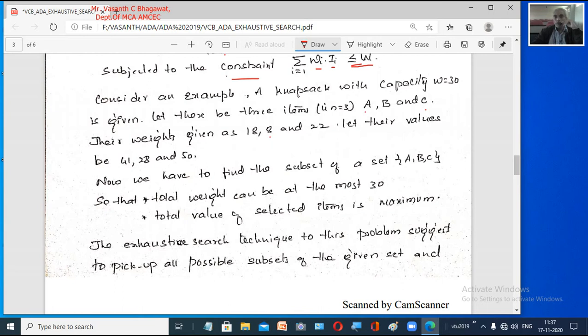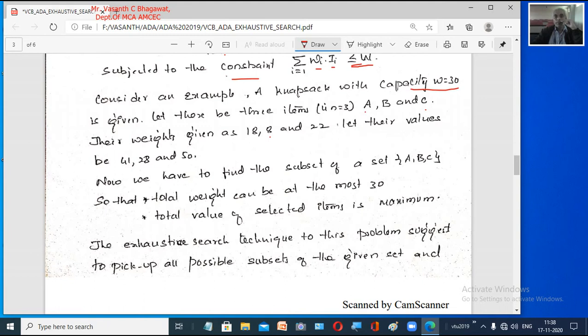And also what is given? The capacity of this knapsack W is 30 kg. That means you are taking a bag of 30 kg, and you can put items in this bag only till it reaches 30 kg or less than that. More than 30 kg you cannot carry in that bag. So that is the constraint. You select the items in such a way that you get maximum profit, and the weight should be less than the capacity of our knapsack.